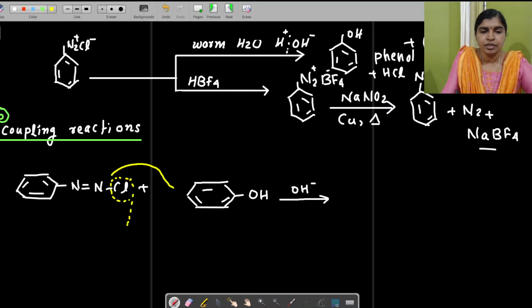And this nitrogen forms a bond with this carbon of the phenyl group, means the para position with respect to this OH.